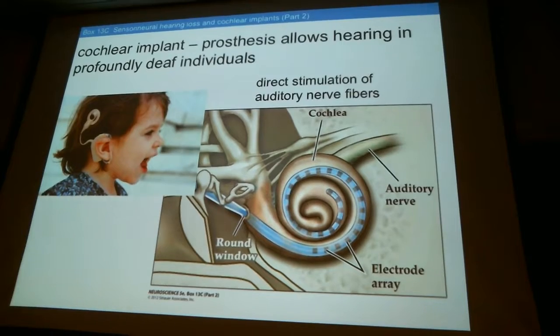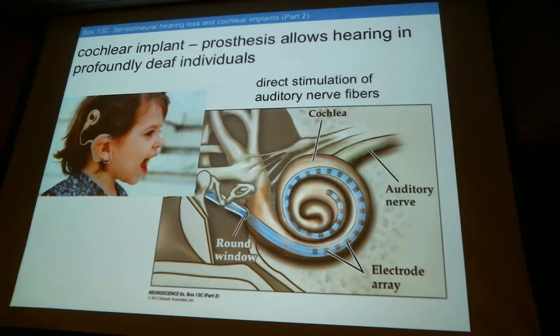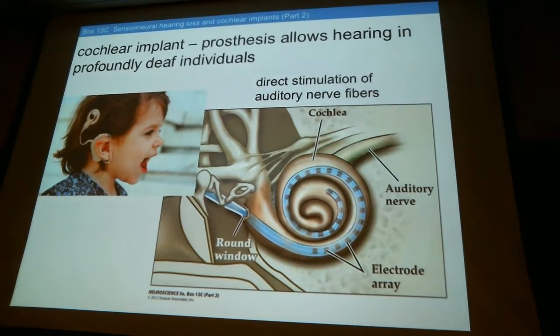Yes? Since these devices are usually reserved for younger children, are there any long-term complications or negative interactions with the inner ear after inserting these? One of the interesting things is that it's not limited to young children. Young children do best in learning how to interpret speech quickly, so the earlier people get implanted, the better they do. But older people are implanted too. I have an 80-something-year-old aunt that now has a cochlear implant. She lost her hearing in her 60s or thereabouts.